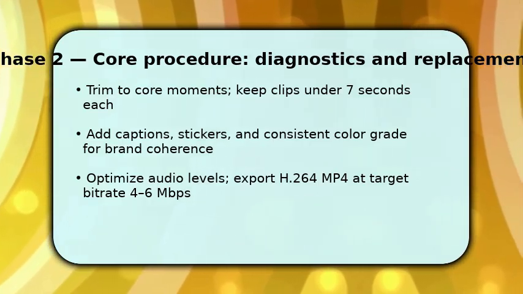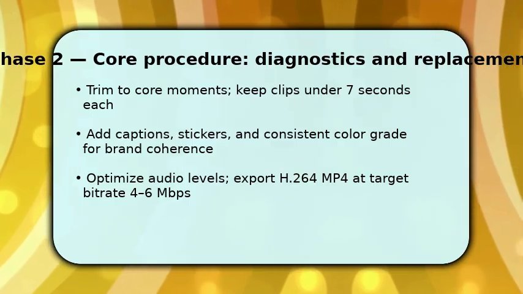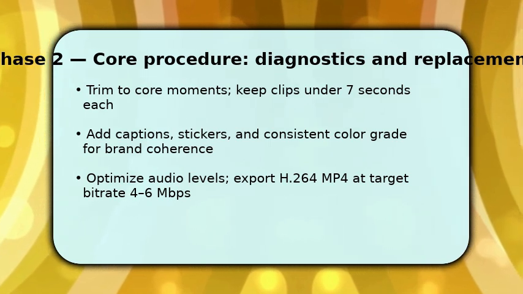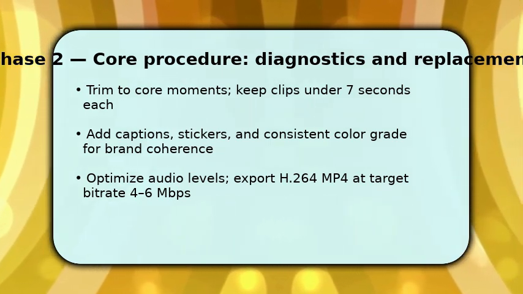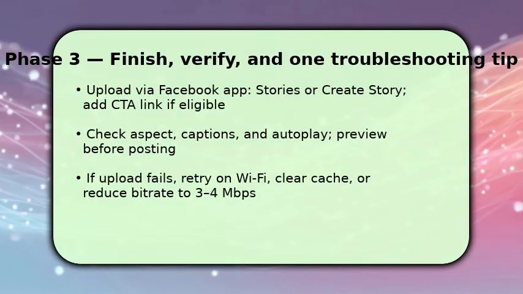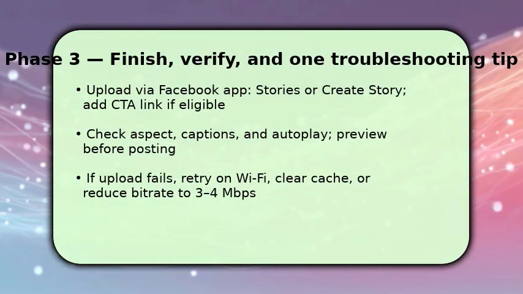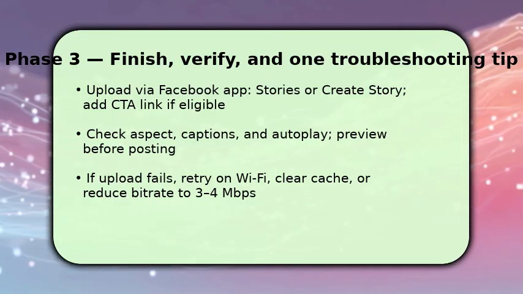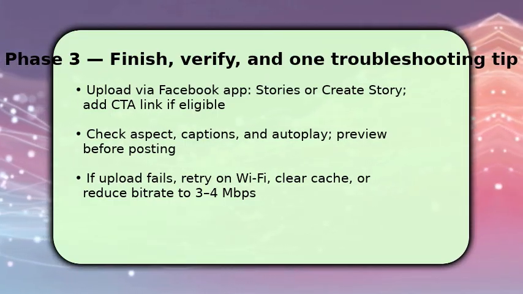Once satisfied, export using H.264 MP4 with a 4.6 Mbps bitrate, so your video uploads quickly while preserving quality. You're ready to publish. Open the Facebook app, choose Stories or Create Story, and add your final caption, stickers, and a CTA link if your account qualifies.